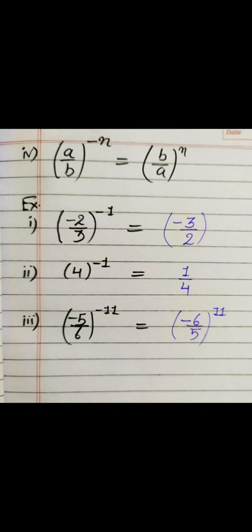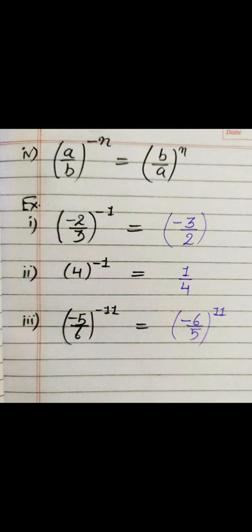There is no need to write power 1. If any number does not have any power, then we say its power is 1. And this 4 to the power -1 can be written as 1/4. If any number does not have a denominator, we can write it as 1, so 4/1, its reciprocal will be 1/4. Now this (-5/6) to the whole power -11 will become positive if we find the reciprocal of the base. It will be (-6/5) to the whole power 11.